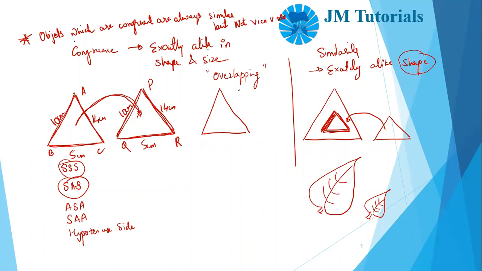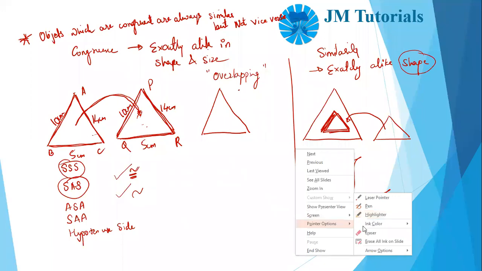But not vice versa. Objects which are congruent are always similar. So these two objects are congruent, so they will by default be similar. They will be congruent also, and they will be similar also. Congruent is denoted by this tittle mark along with the equal to sign, and similar is denoted only by the tittle mark. Very important point to remember.